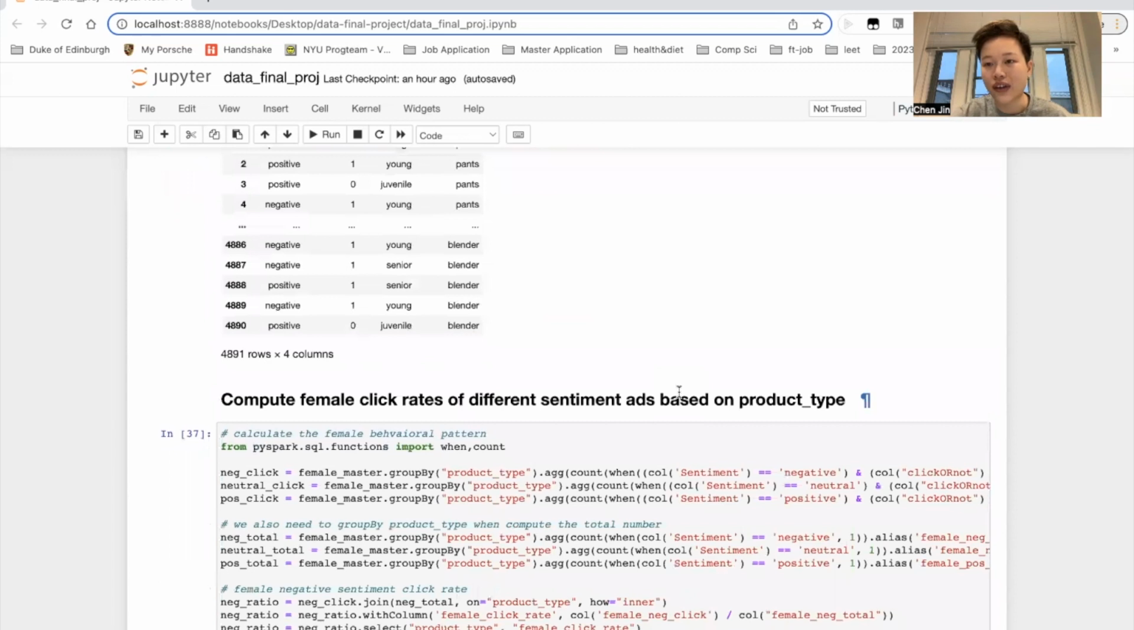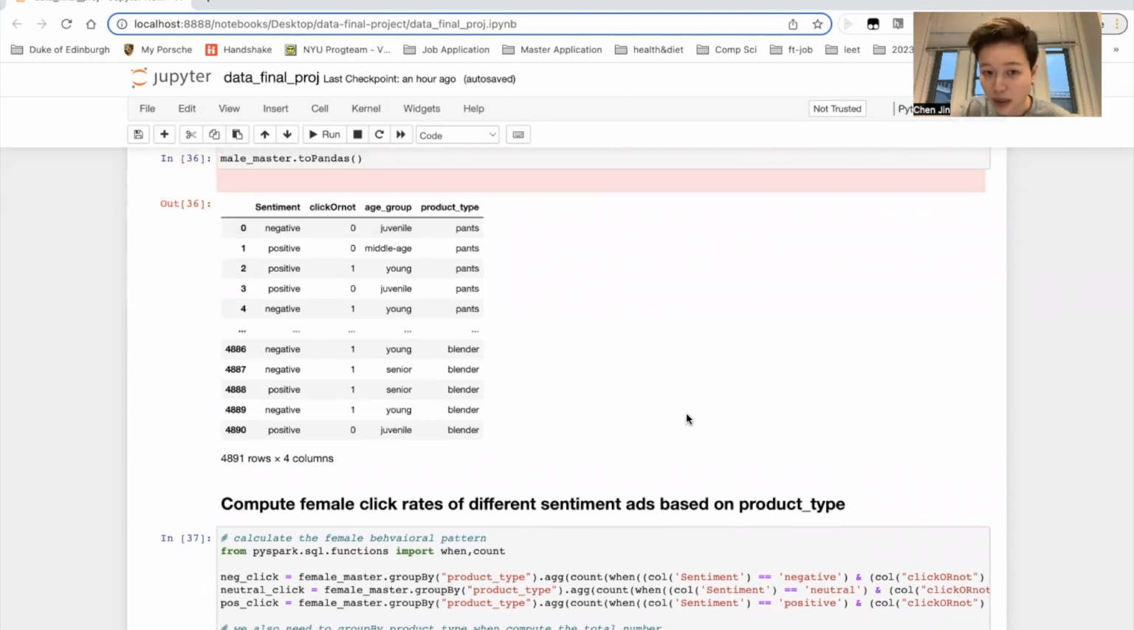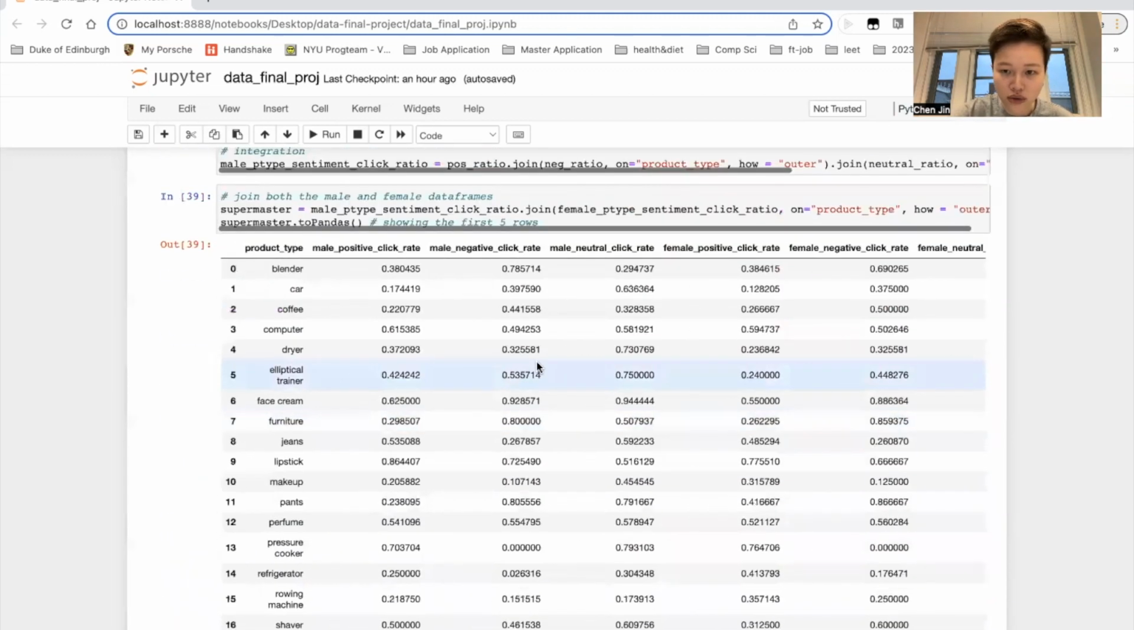What we wanted to do is try to find, for different product types, the different sentiments of the advertisements, and how these could influence our users based on their genders and behavior patterns. So let's jump into the results. This is the result table.